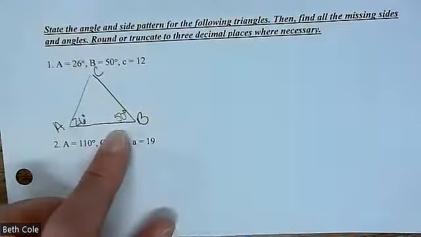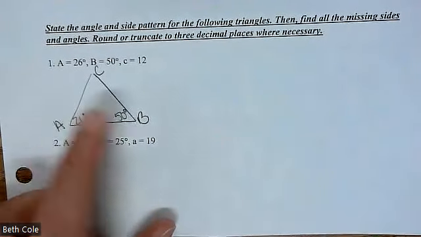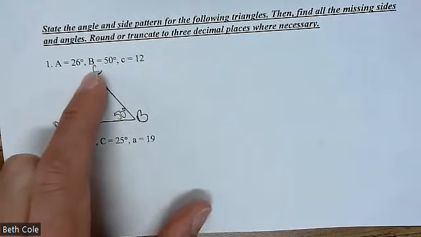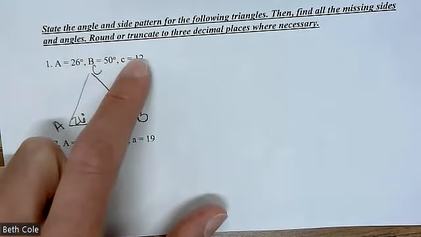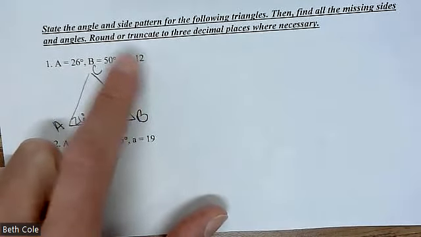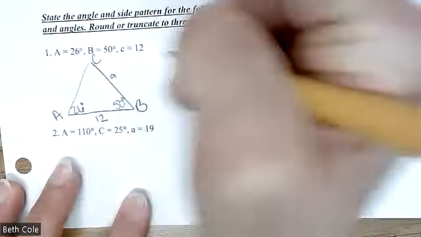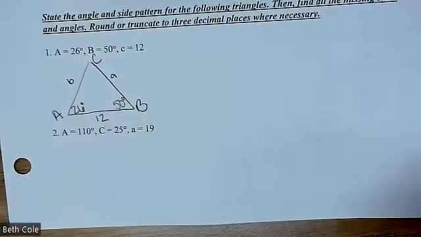That means up top is C. So start with the bottom left, then go to the bottom right, then the top. We don't have that one, so that's fine. And then baby C is 12. Where does that go? Good, it goes across from big C. So 12 is here. We don't have baby A, we don't have baby B.